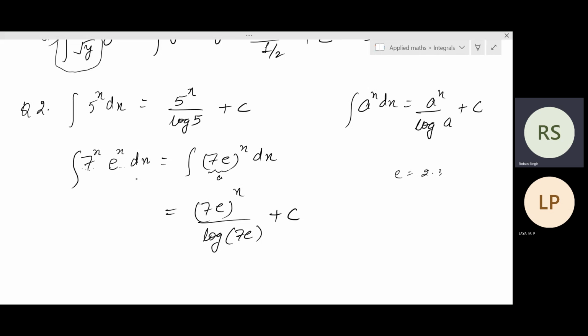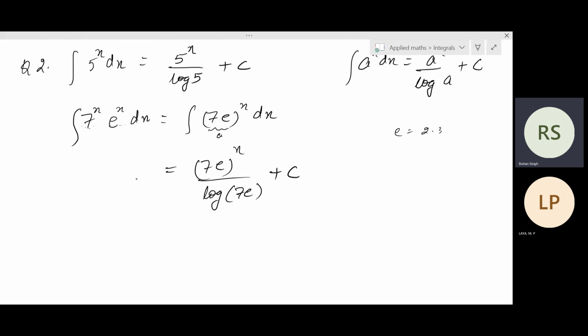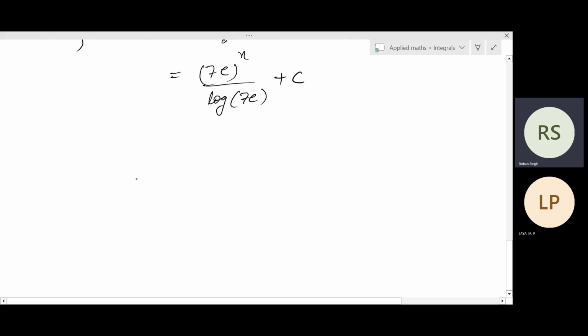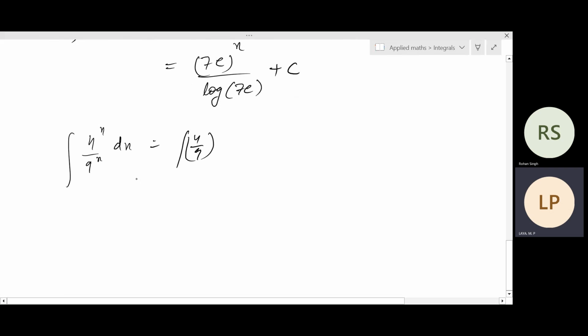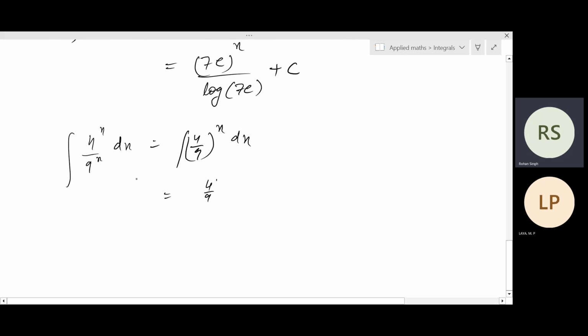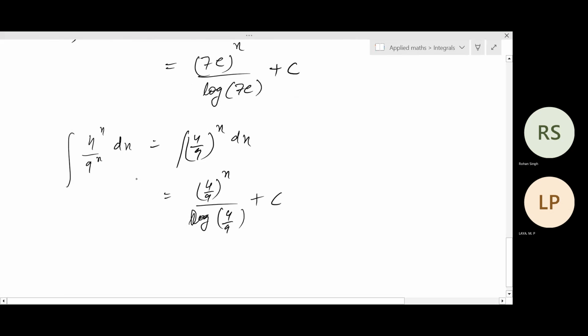Further we can break log 7e into log 7 plus log e, but I think it's fine here. Then we have the same thing: 4 raised to the power x over 9 raised to the power x. So this can be written as 4 by 9, the whole to the power x. So we'll get 4 by 9 raised to the power x over log of 4 by 9, and then plus c.